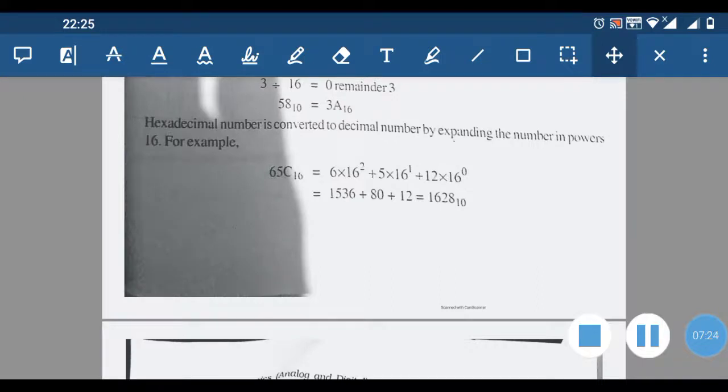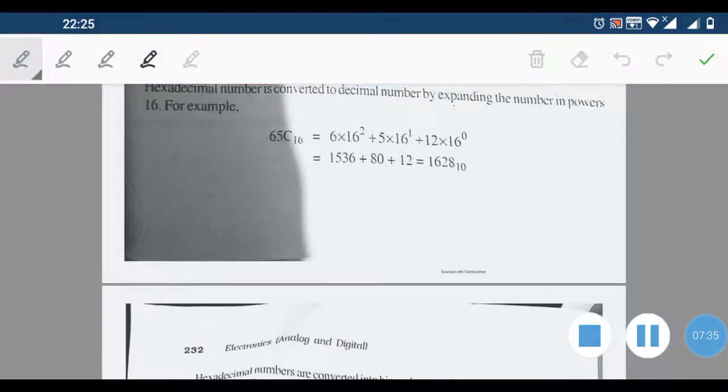So by using this method, you can convert any binary number into its corresponding hexadecimal number. Then suppose we want to convert a hexadecimal number into its corresponding decimal number. Suppose we have to convert 65C in hexadecimal to the corresponding decimal.